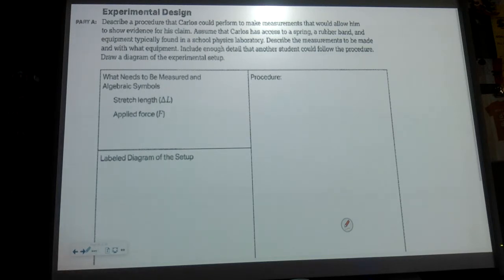Describe a procedure that Carlos could perform to make measurements that would allow him to show evidence for his claim. Assume that Carlos has access to a spring, a rubber band, and equipment typically found in a school physics laboratory. Describe the measurements to be made and with what equipment, include enough detail that another student could follow the procedure, and draw a diagram of the experimental setup.